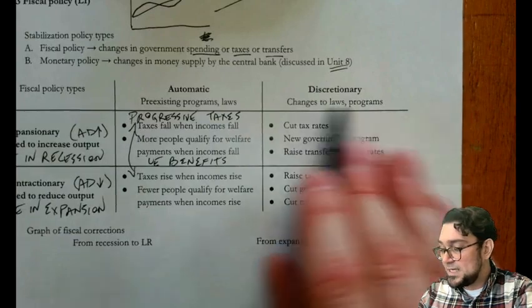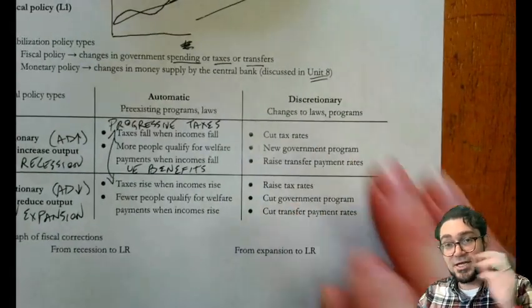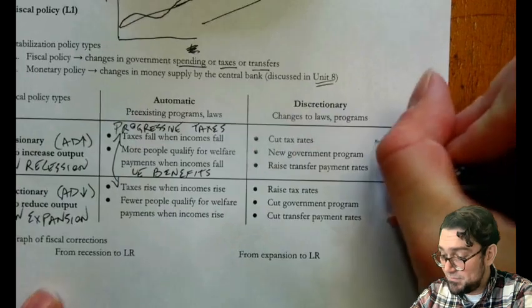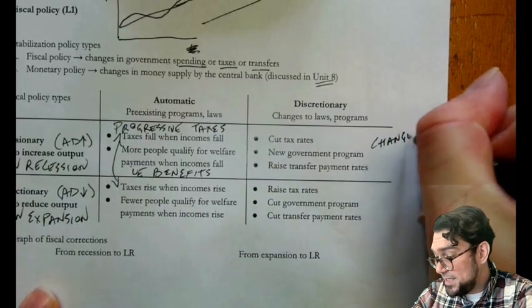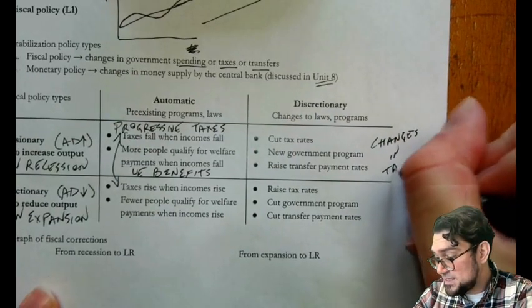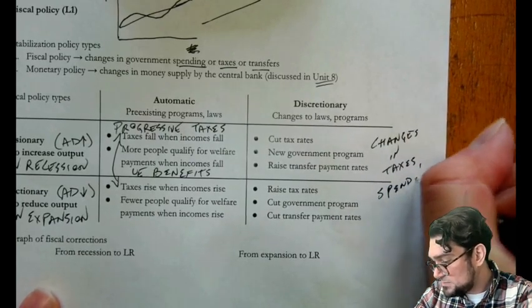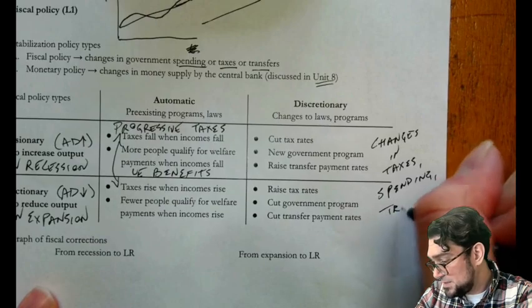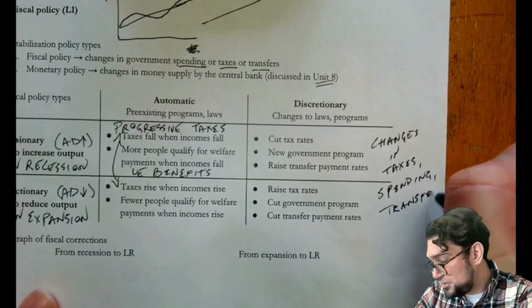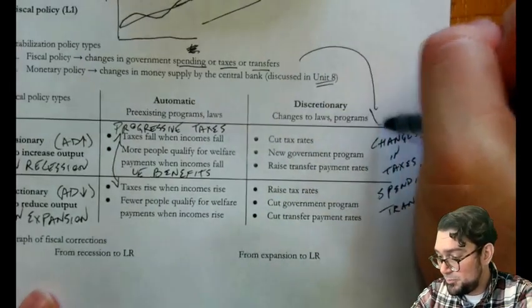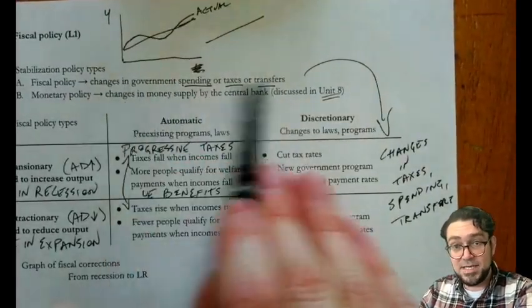Now, then there are what are known as discretionary policies. These are ones where we've actually changed the law, right? We have changes in taxes, spending, and transfers. Those are the three types of discretionary policies that we're going to be dealing with, and we just summarized them as those fiscal policies.